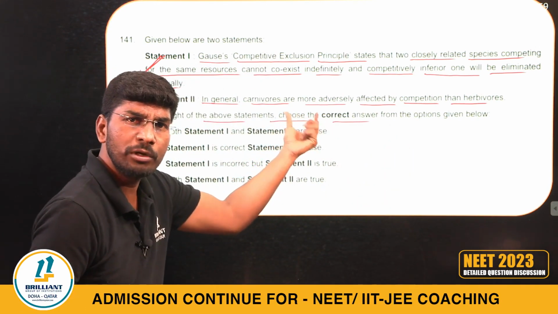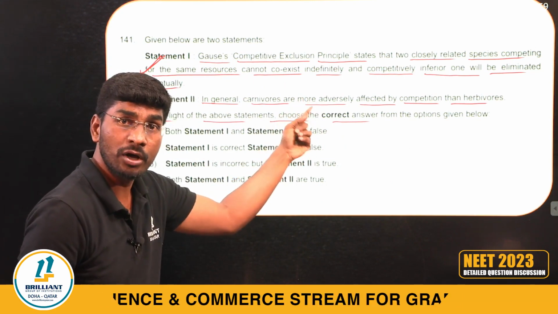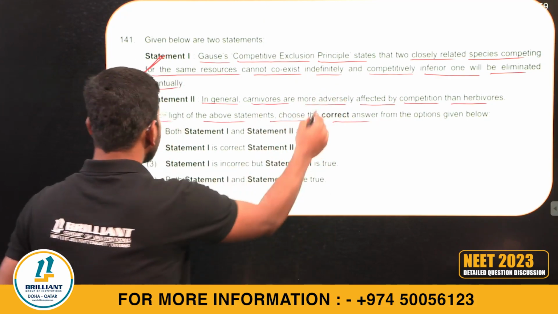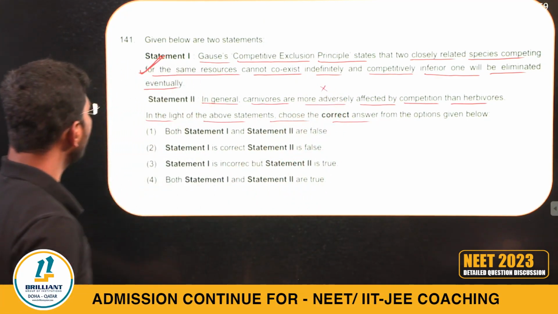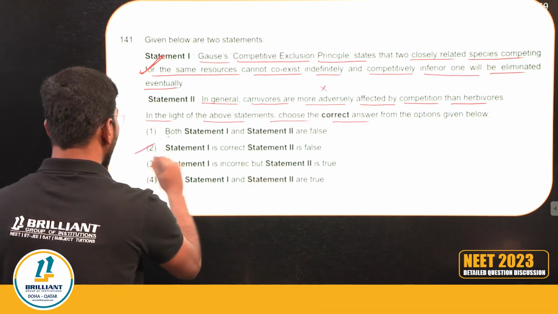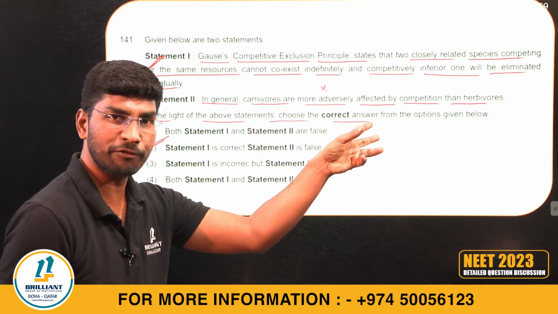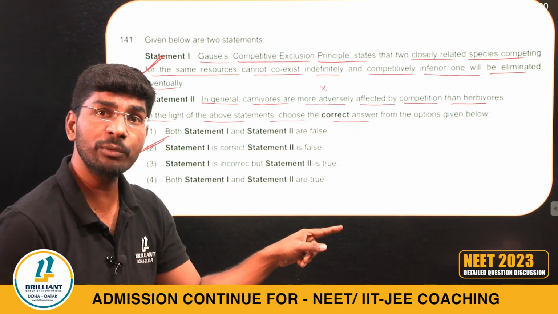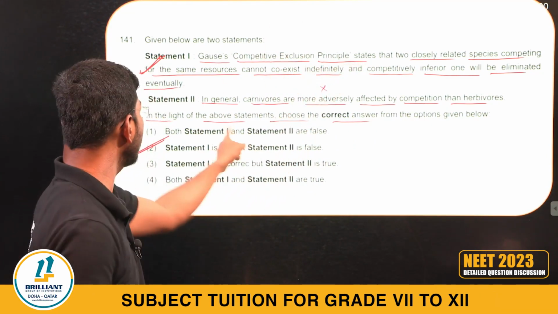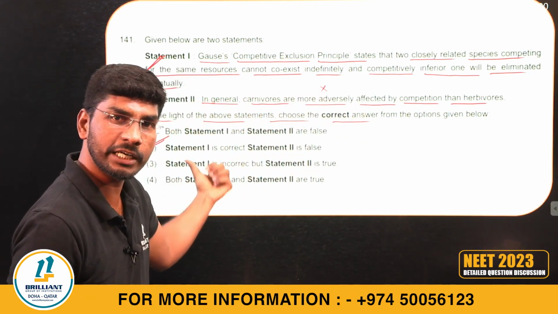If you are able to recall, I did not find this statement in the NCERT, but herbivores will be more affected than carnivores. So this statement is wrong. Statement 1 is correct, statement 2 is false. I am going with option 2. Statement 1 is correct, it directly follows the principle of competition. The second one says carnivores are less affected than herbivores, the herbivores will be more affected, but they are asking that in general carnivores are more affected. So statement 1 is correct, the second one is wrong.